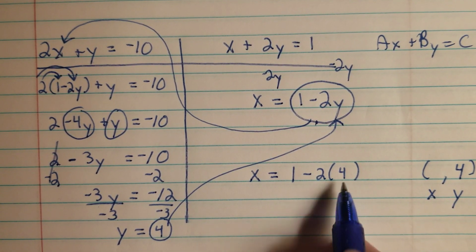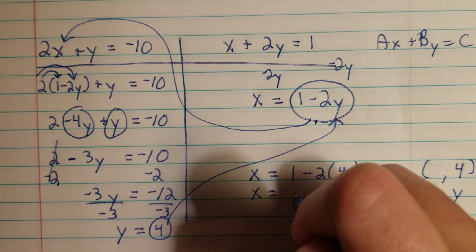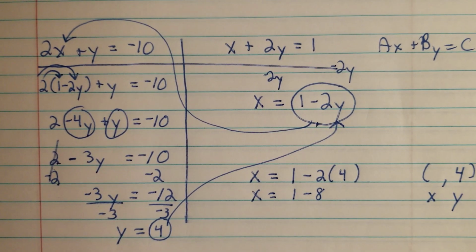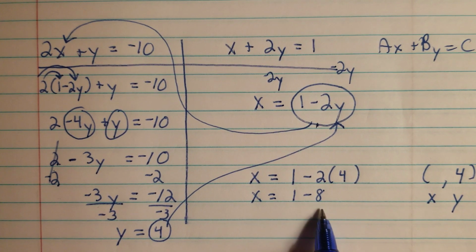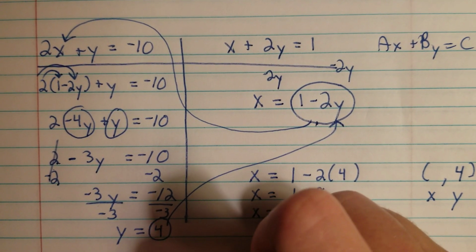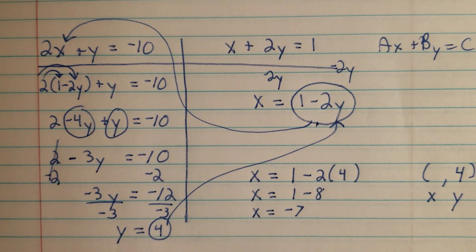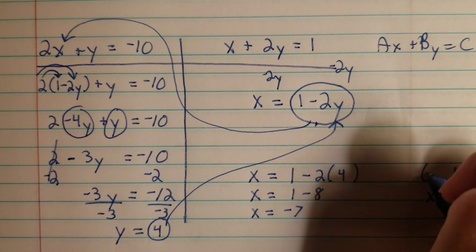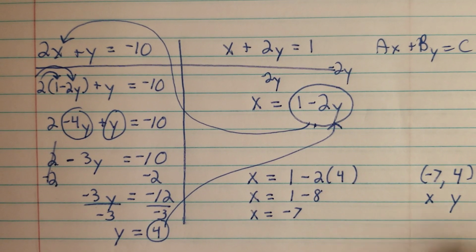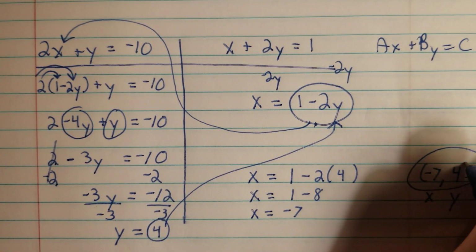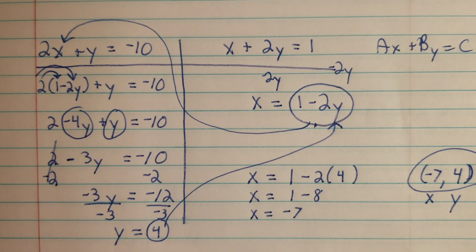Negative 2 times 4 gives you a negative 8. You always want to multiply before you add or subtract. 1 minus 8 gives you negative 7. There's my x value. So my solution to this system is negative 7 and 4. It is an ordered pair with parentheses around it.